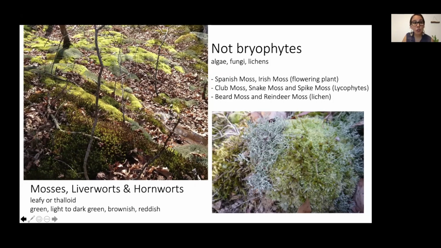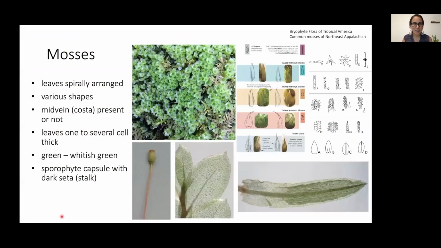And how would you know the difference? I said, look at the color. So if it's green, light green to dark green to brownish to reddish, it's probably a bryophyte. And then again, if you can see that it has leaves, then it's probably a bryophyte. Okay, so this is just to give you an idea of how diverse the mosses are.